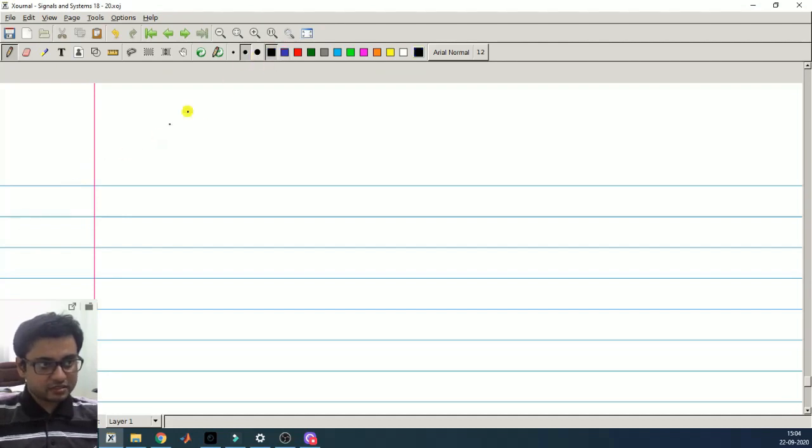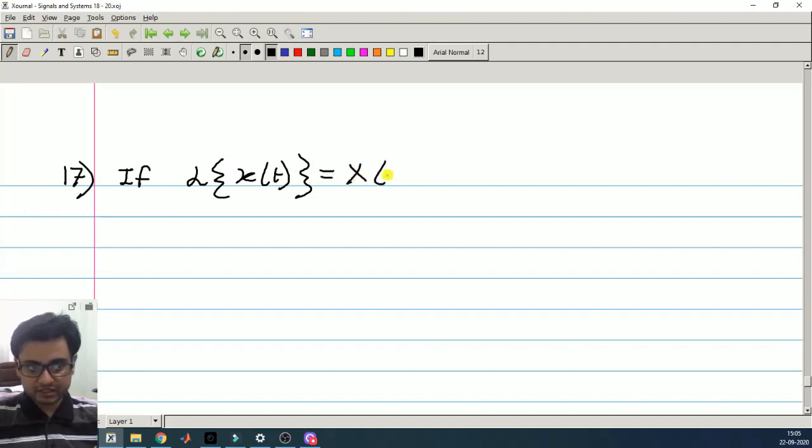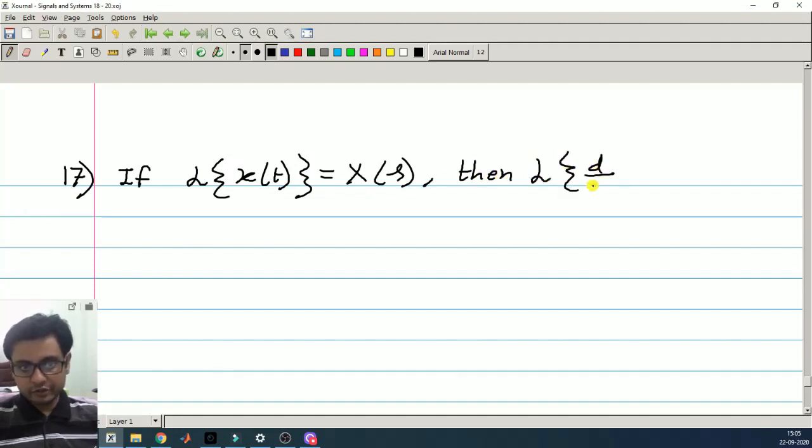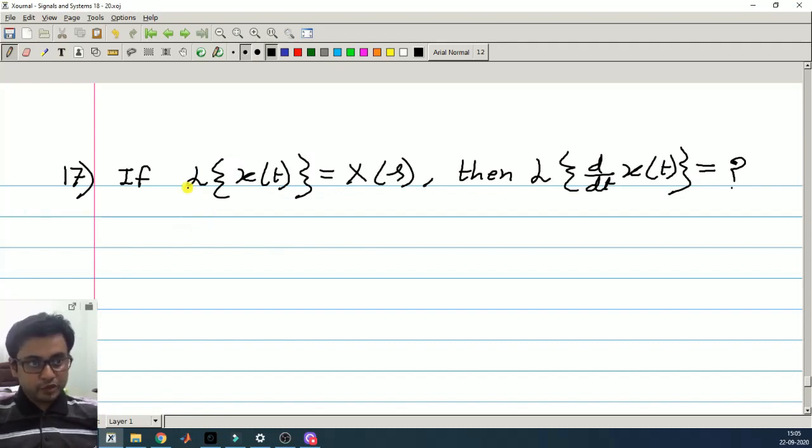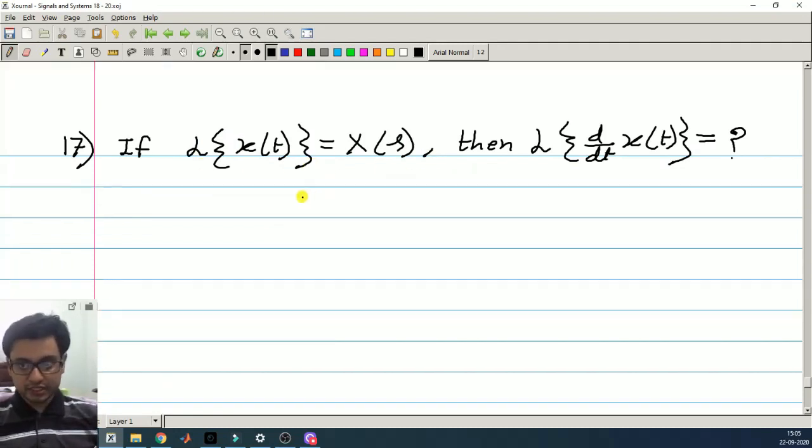Next, again, suppose the Laplace transform of x(t) is given as capital X(s). Then what will be the Laplace transform of time derivative of x(t)? Again, we did something similar for Fourier transform as well.